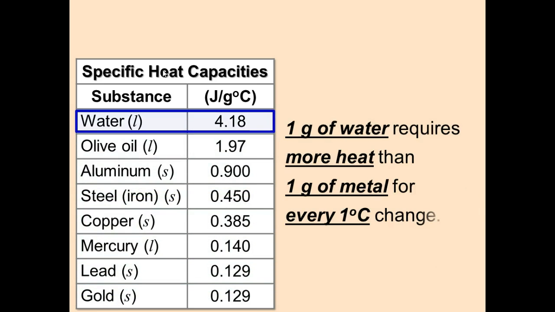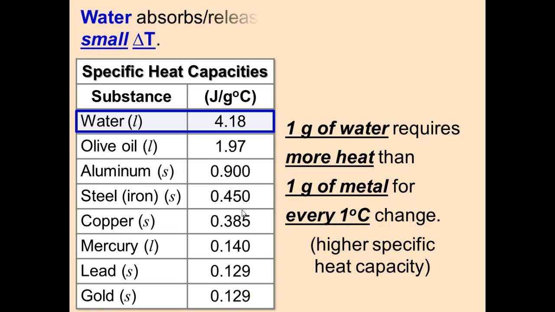Notice the specific heats. 1 gram of water requires way more heat, because look at all these metals. Look how low their specific heats are. They're less than 1. And then olive oil, which has a little bit of water in it, has a lower specific heat, maybe half, but still pretty high compared to these metals. So metals, because they have a low specific heat, heat up and cool down very fast because they don't really store energy. They're so good at conducting that they just let the heat through. And that's why they have low specific heats.